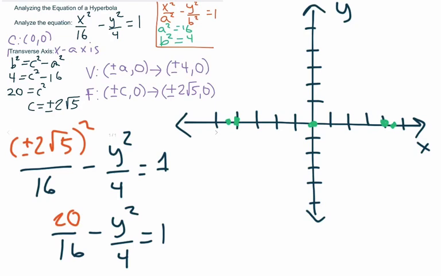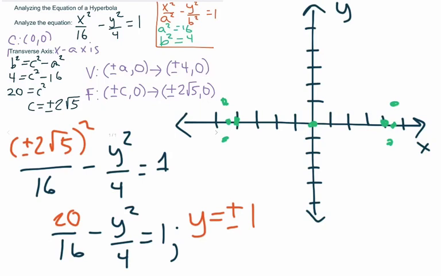and working that out, we get 20 over 16 minus y squared over 4 equals 1. We can solve this for y, and you may want to pause the video here to work this out. You should get y equals plus or minus 1. Now I know that my additional points are 2 square root of 5, 1, 2 square root of 5, negative 1, negative 2 square root of 5, 1, and negative 2 square root of 5, negative 1.